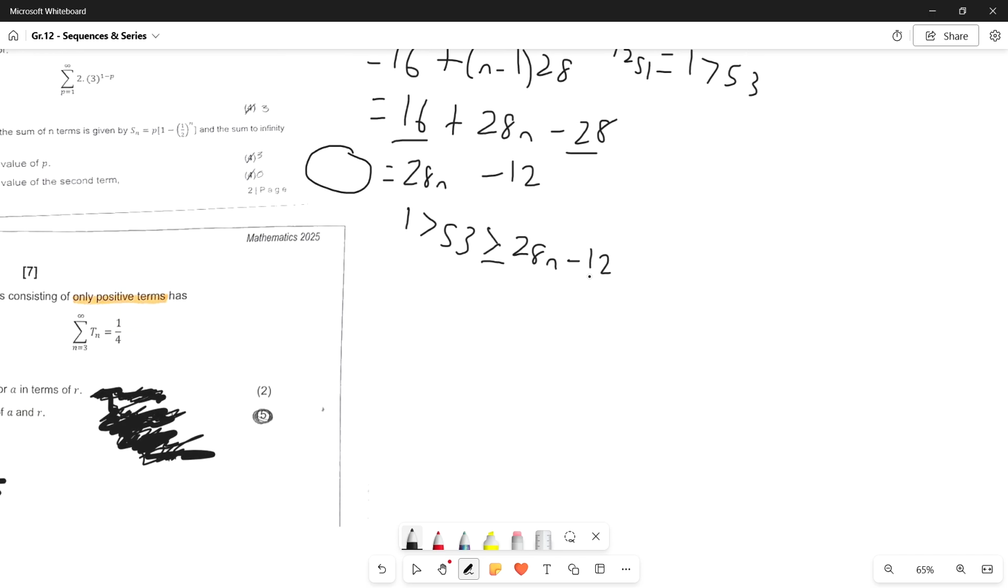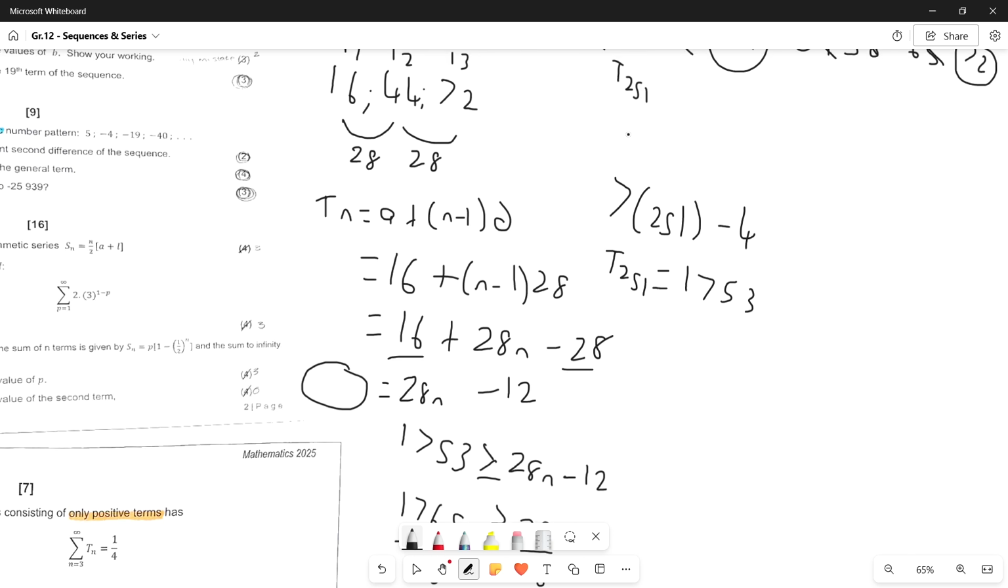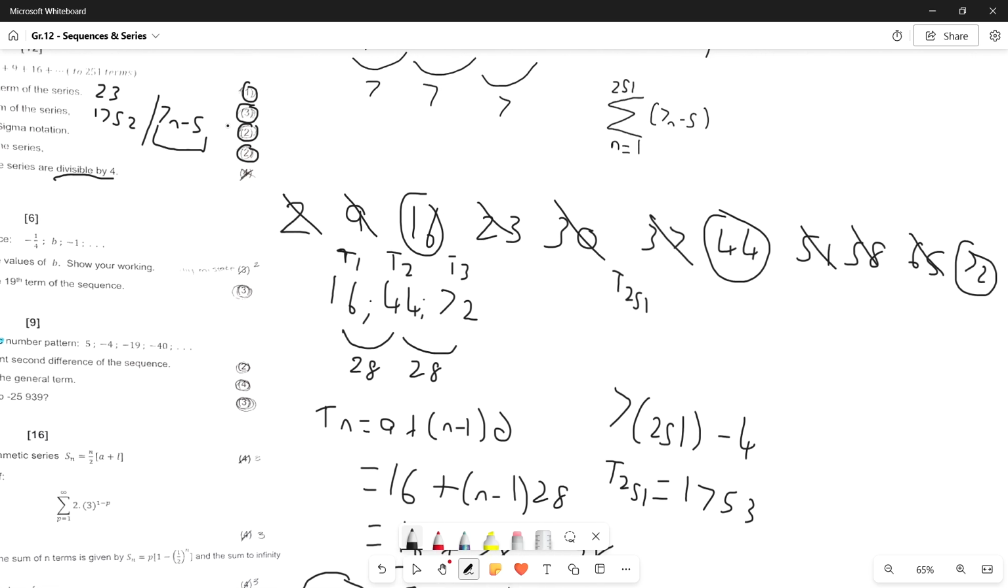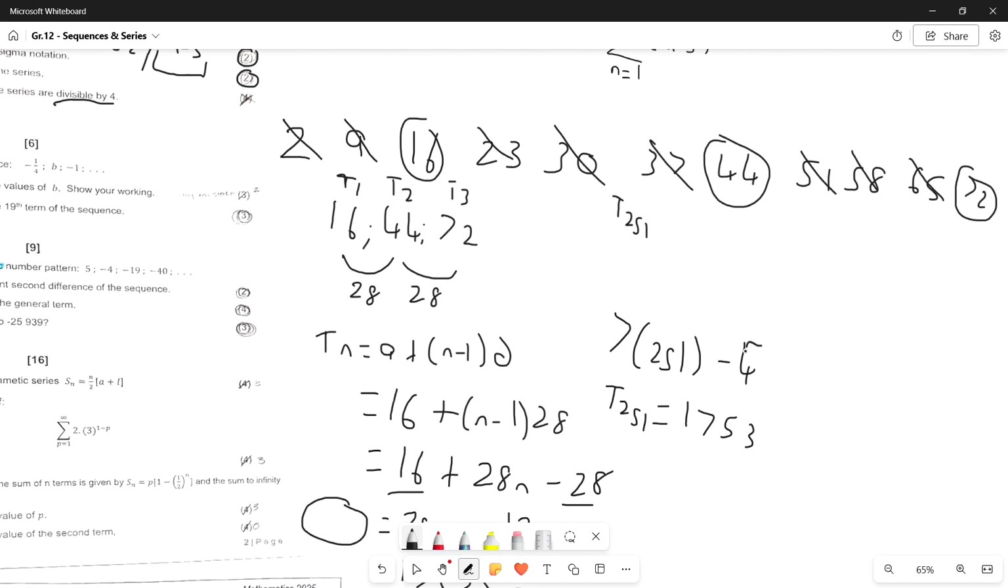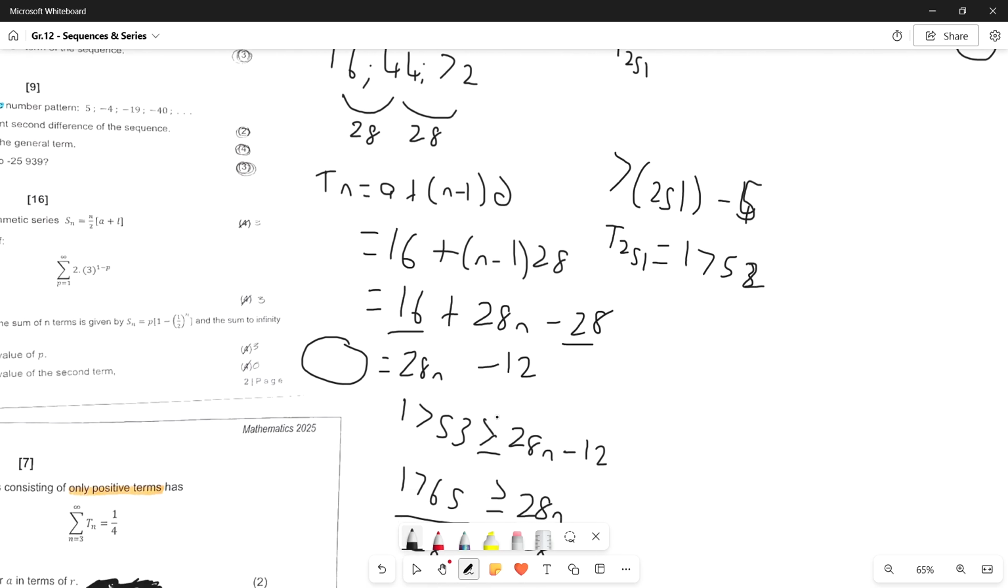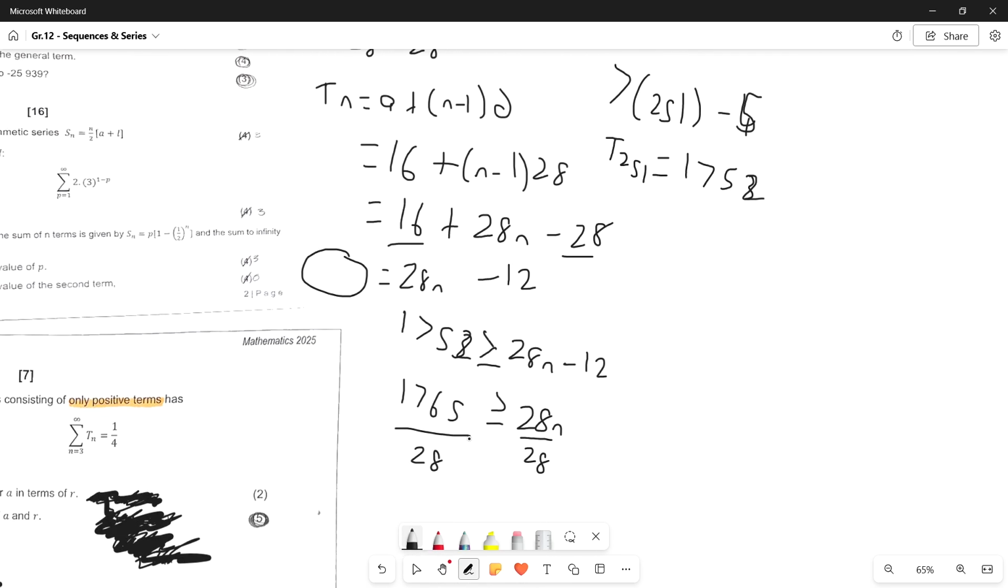We can then take our 12 over, so 1753 plus 12 is 1765, that is greater than or equal to 28n, and then we can divide by 28 on both sides. Okay, and one mistake I saw over here is that I wrote down minus 4 instead of minus 5 over there, so I just need to correct that. So then minus 5 means this is a 2 instead of a 3, which means this is a 2 instead of a 3, and this is a 4 instead of a 5.